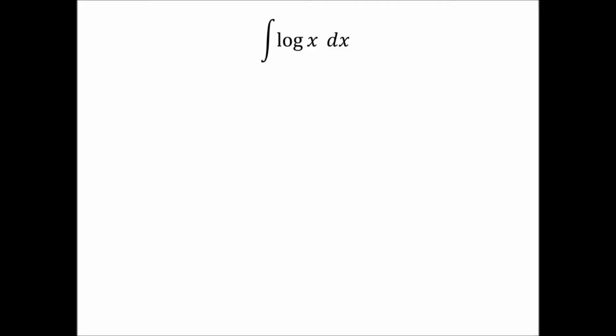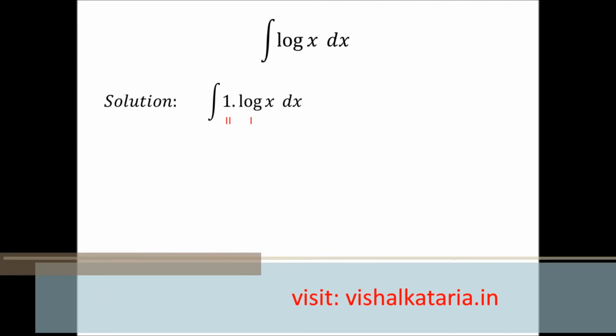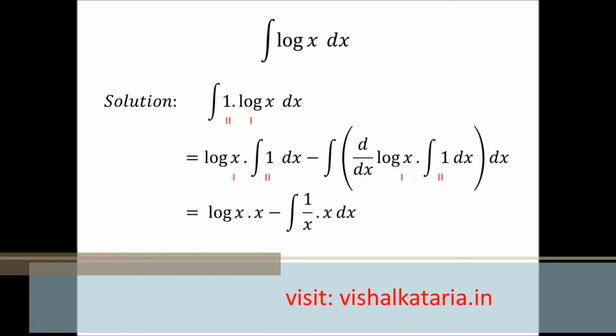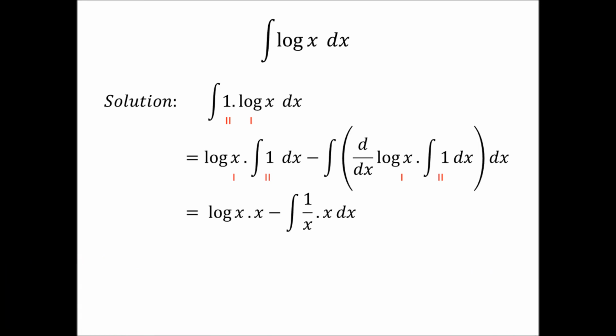For example, let's see how to find integral of logarithmic function. In order to find the integral of log x, I will multiply log x by 1, and I will take log x as first function and 1 as second function. Applying by parts, this is what I will get. First into integral of second minus integral of derivative of first into integral of second. I know integral of 1 is x and derivative of log x is 1 upon x. This is what I will get after this step. Cancelling x in the second term, I'll be left with only 1 in the second term, and integral of 1 is x. So the answer will be x log x minus x plus a constant.